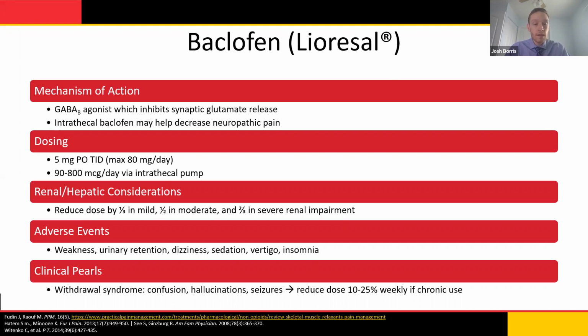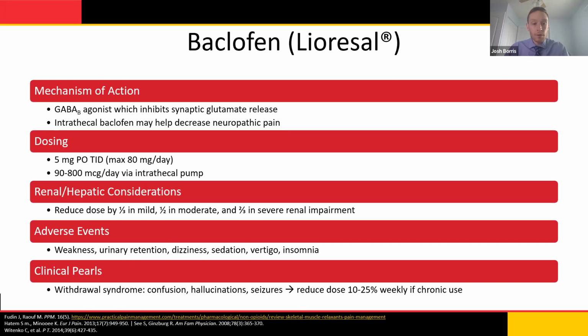For adverse events, one of the most common ones that I hear about all the time and see is urinary retention. It can cause some other weakness, dizziness, sedation, vertigo, insomnia. So a lot of things that we still need to consider for our patients. And in the post-op period, like with the other ones, making sure they're still able to participate in PT.